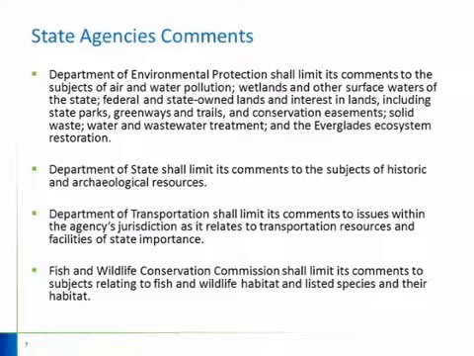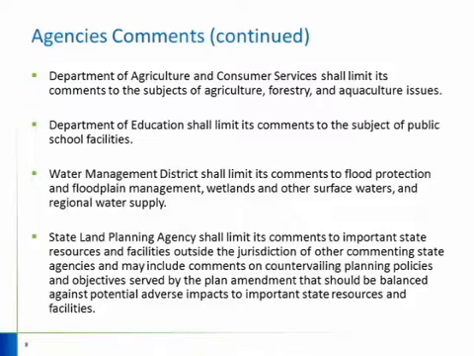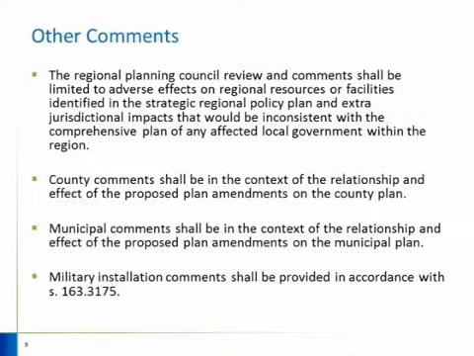Chapter 163, 3184, Paren 3 identifies the different review agencies and the impacts for which they review. The DEP shall limit its comments to air, water pollution, wetlands, surface waters, and other environmental impacts. Similarly, Department of State limits its comments to historic and archaeological resources. Transportation limits its comments to those jurisdictions that are transportation related, and so on and so forth. Finally, the State Land Planning Agency's comments are limited to those important state resources and facilities outside the jurisdiction of any other state agency. Other commenting agencies include the regional planning councils.